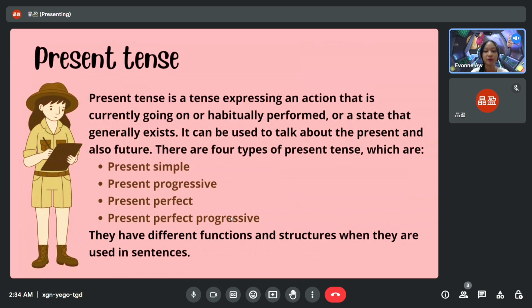First of all, we are going to talk about present tense. What is present tense? Present tense is a tense expressing an action that is currently going on or habitually performed, or a state that generally exists. It can be used to talk about the present and also future. There are 4 types of present tense, which are present simple, present progressive, present perfect, and present perfect progressive. These 4 types of present tense have different functions and structures when they are used in different sentences.